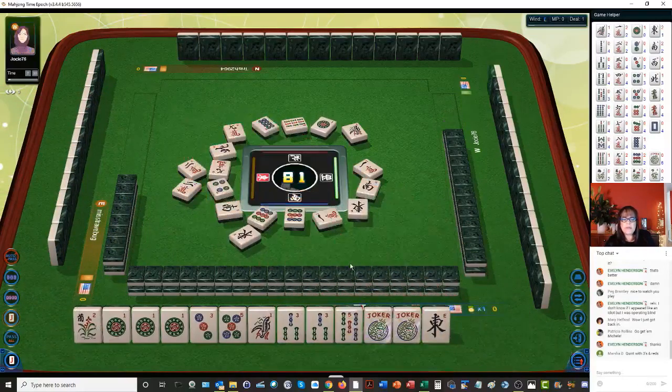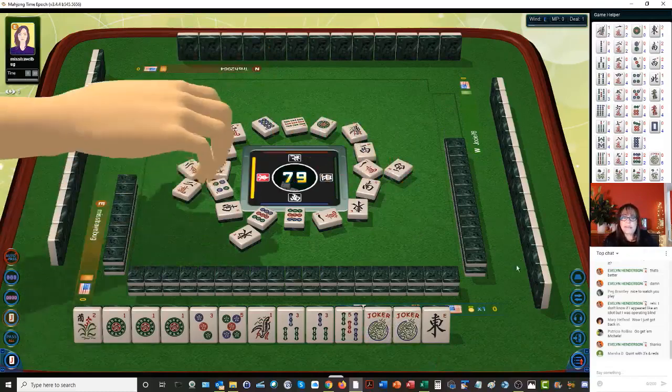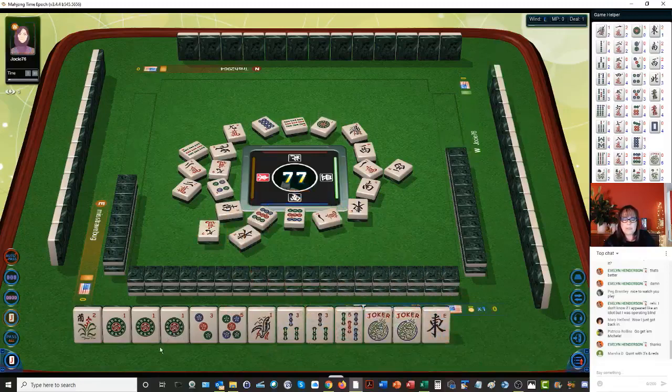Okay, so now we have a flower. West wind. We could have maybe done that quint. West wind. We have no gaps now. Well, now we're really light, though, because I discarded that east. Nine bamboos. Oh, well. Nine characters. Let's see. 1, 3, 5.